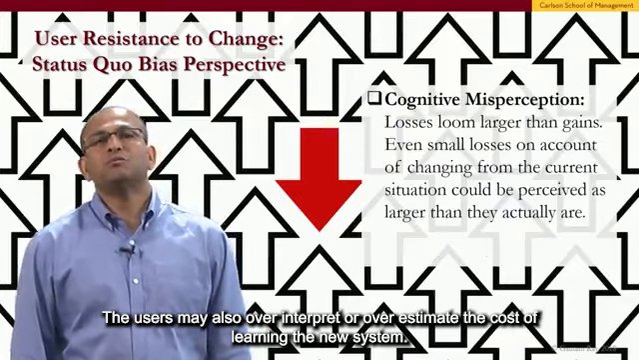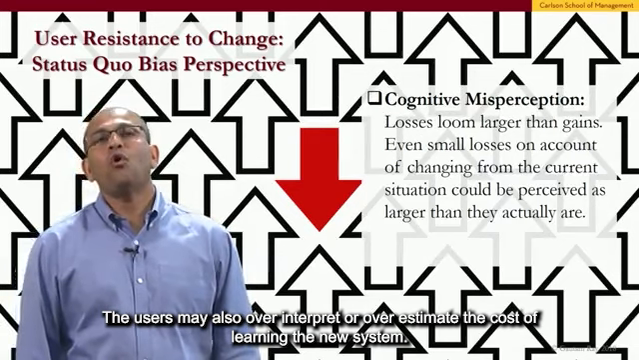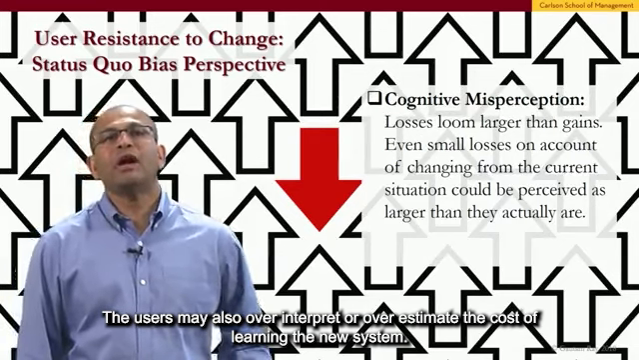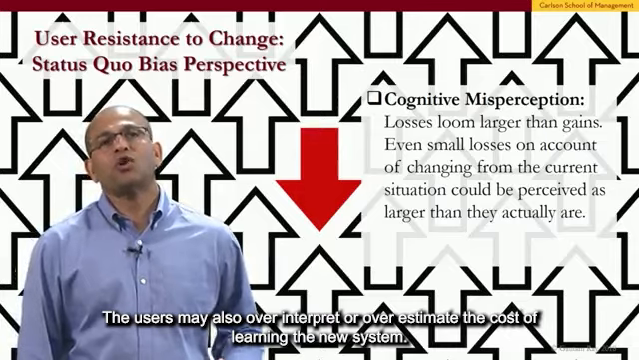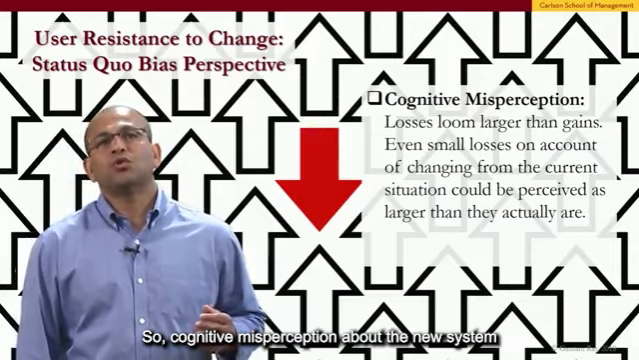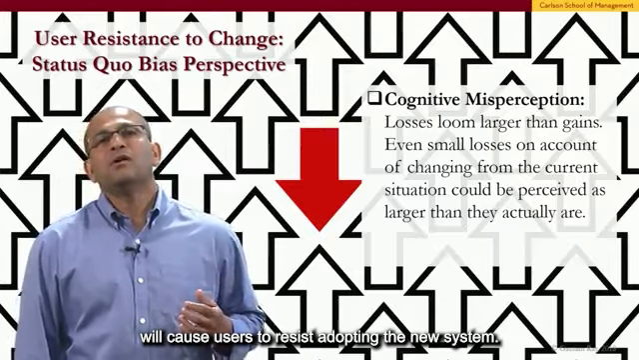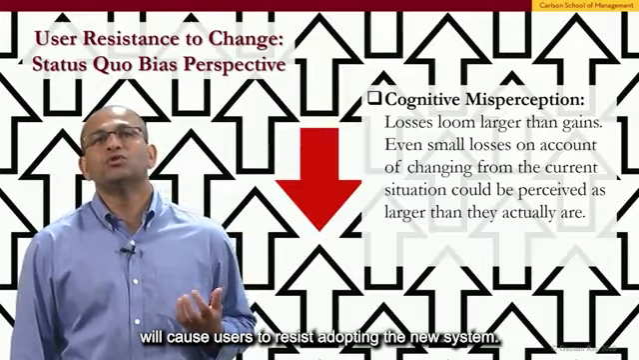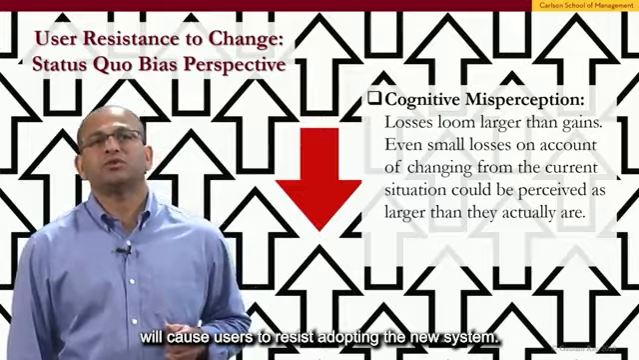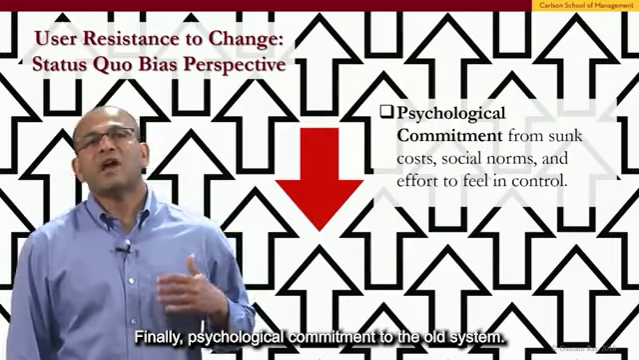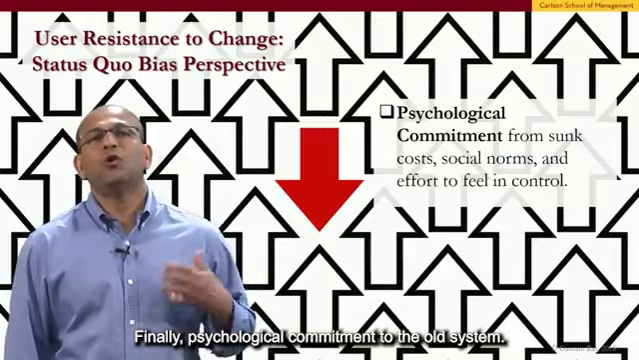The users may also overinterpret or overestimate the cost of learning the new system. So cognitive misperception about the new system will cause users to resist adopting the new system. Finally, psychological commitment to the old system.